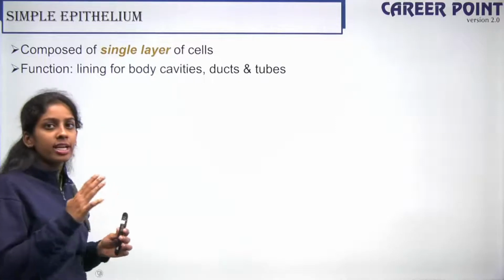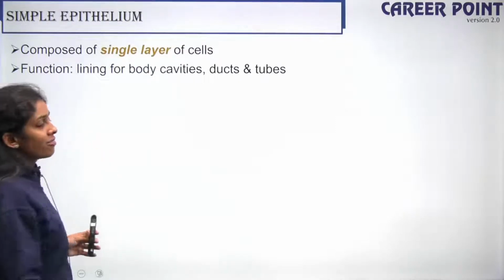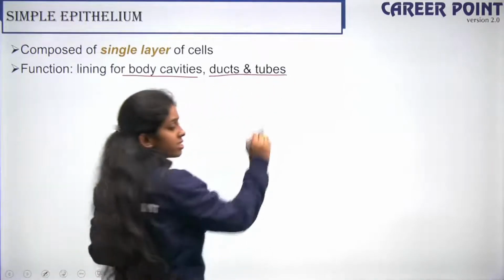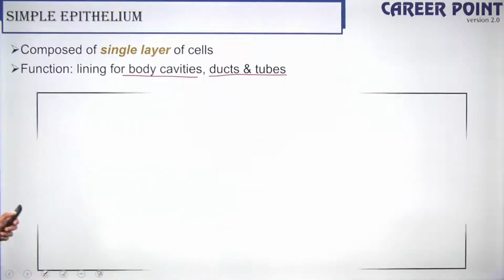Cavities means spaces that enclose the organs. So that is called cavities, ducts and tubes. Okay. Lining for body cavities, ducts and tubes. So that is the role of your epithelial tissue.